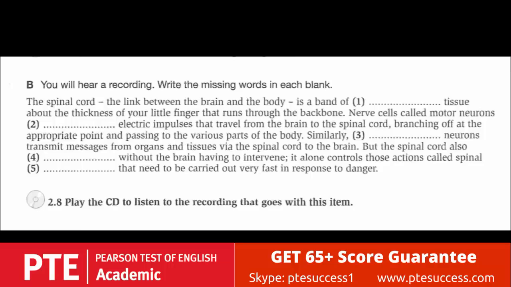But the spinal cord also functions without the brain having to intervene. It alone controls those actions called spinal reflexes that need to be carried out very fast in response to danger.